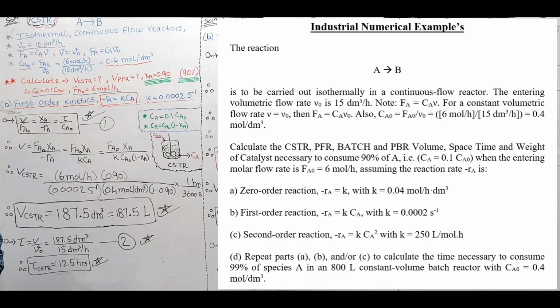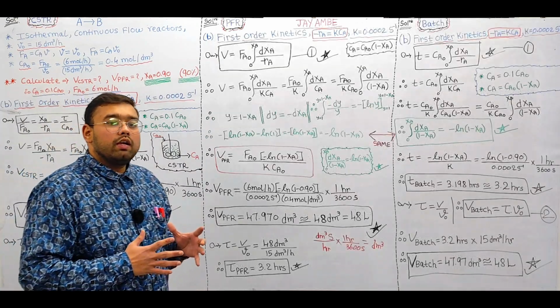Assuming the reaction rate minus Ra, part A is a zeroth order reaction, and part B is a first order reaction. In the previous lecture, lecture number 13, we solved the zeroth order reaction case. Now in today's lecture, we are going to solve the B part, which represents the first order reaction kinetics, where the given rate law is minus Ra is equal to K Ca with K equal to 0.0002 second inverse. So we need to calculate the volumes of the reactors.